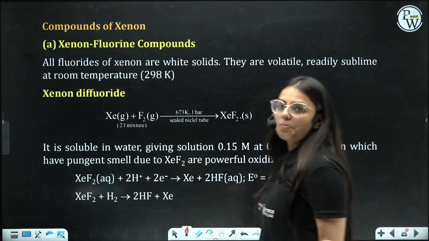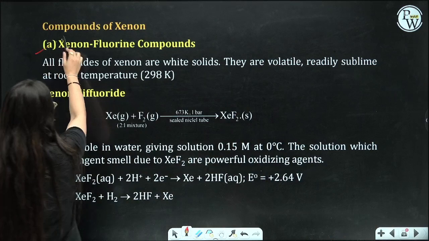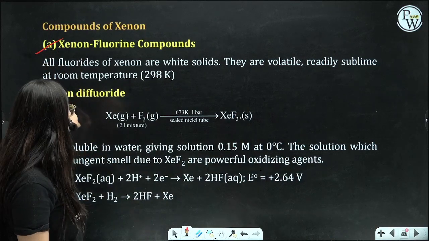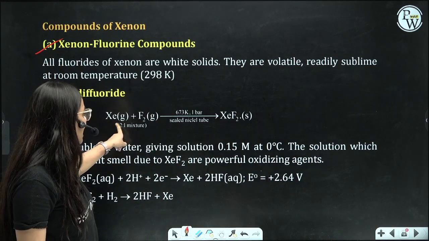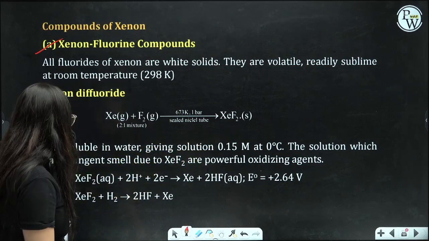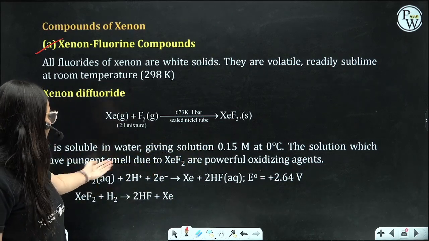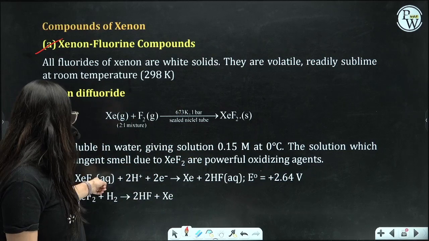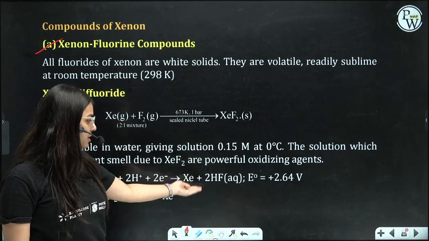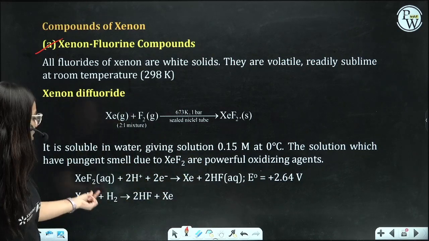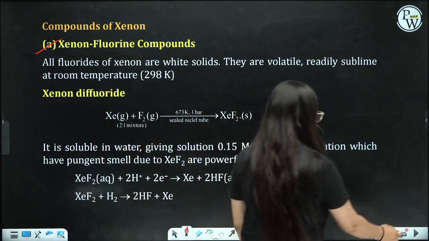Now comes the compounds of xenon. The very first is xenon fluorine compounds. When we have Xe and F2 in a 2:1 ratio, it will form XeF2, right? And it is soluble in water. These are the chemical reactions. XeF2 when it reacts with H positive and an electron will give Xe plus HF. When it reacts with H2, it will give HF plus xenon.